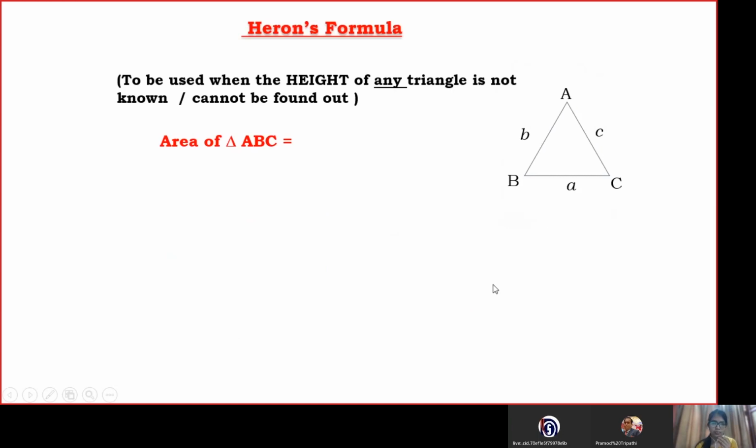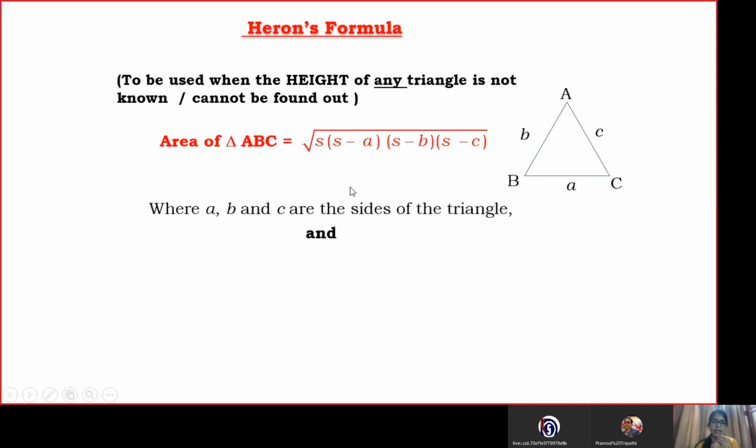So what is Heron's formula now? If we have a triangle whose sides are given by A, B and C, then the area of the triangle is given by the formula square root of S into S minus A into S minus B into S minus C, where A, B and C are sides of the triangle. And now you might be wondering, what is S? S is nothing but the semi-perimeter. Semi-perimeter means half of the perimeter.